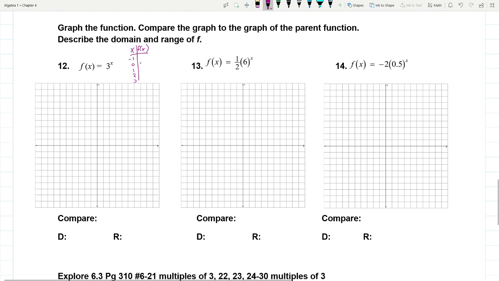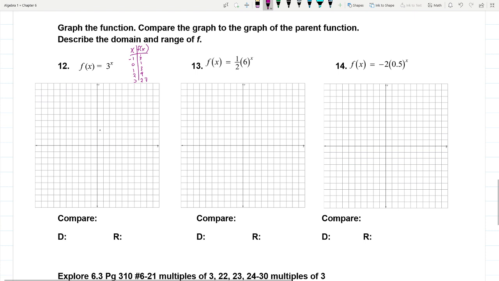If I do 0, this is at 1. If I do 1, this is at 3. If I do 2, this is 9. If I do 3, this is 27. And negative 1, it's at 1/3.